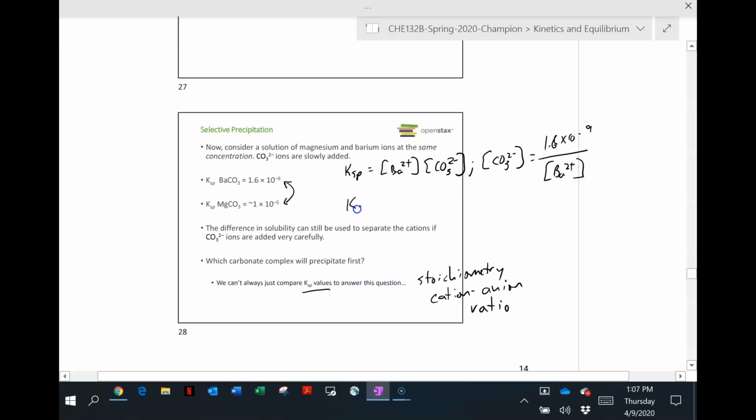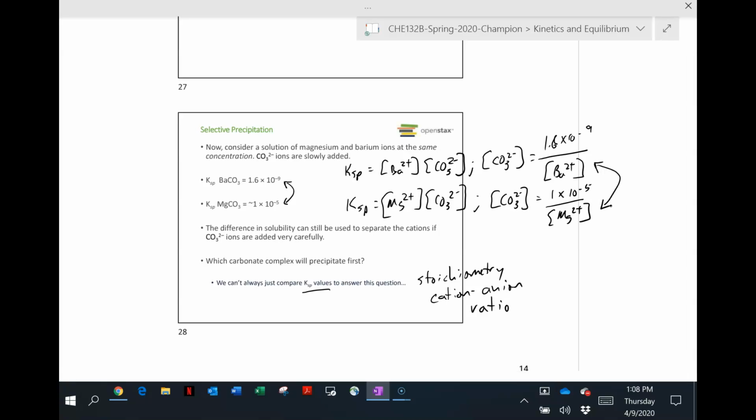If we're looking at the magnesium case, solve again for carbonate. That's going to be 1 times 10 to the negative 5th over the magnesium ion. And so if those two concentrations, the barium and the magnesium, are the same, simplest case, if they were both 1 molar, then obviously the magnesium is going to precipitate out first at a lower value.